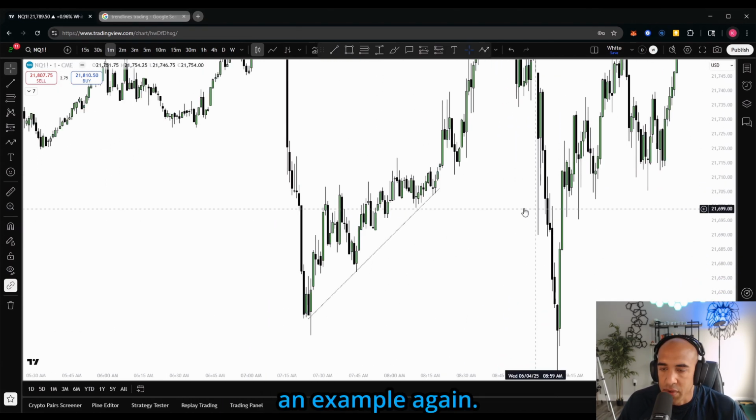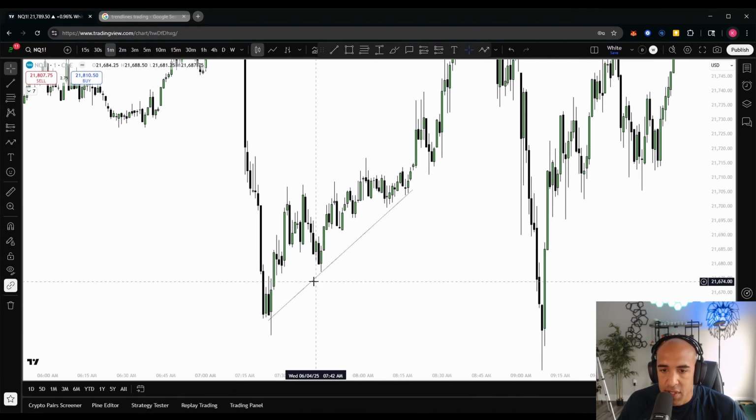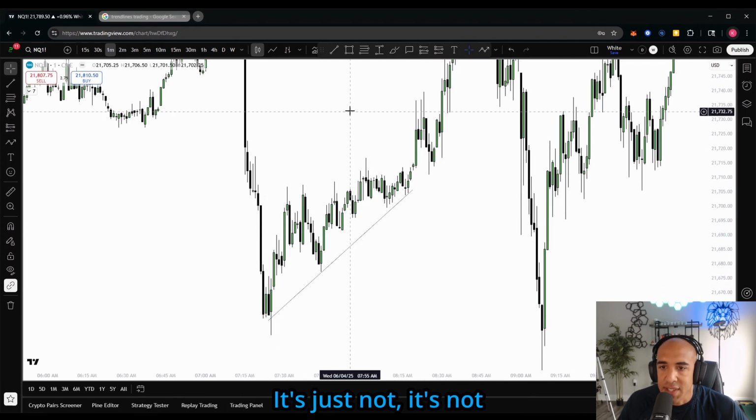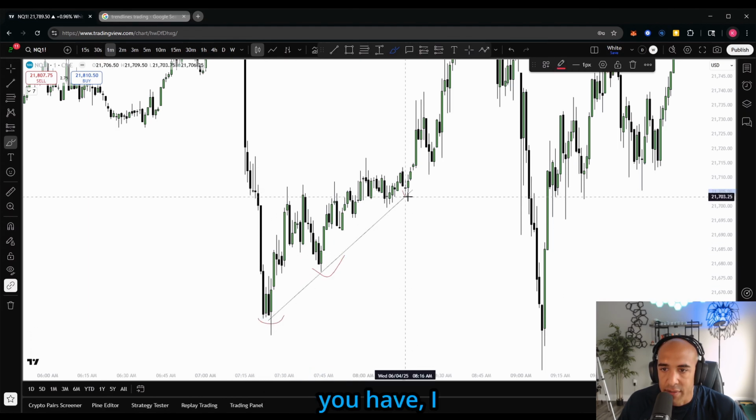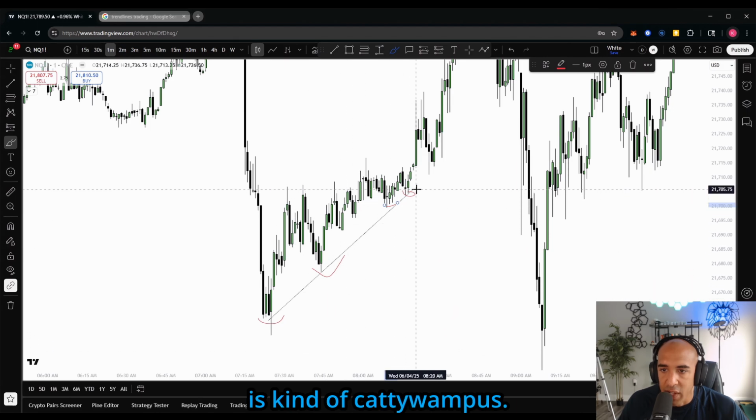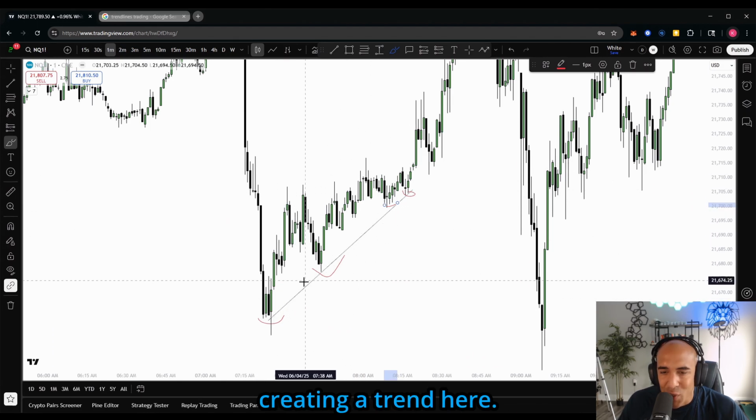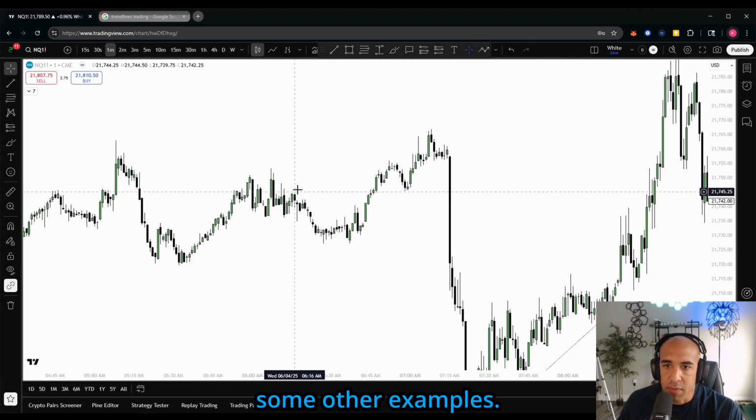Let me give you an example again. Here's a bad example, right? As you're going through your charting, we don't want to see this. Why is this a bad example? It's just not obvious. You have a low here, you have a low here, you have, I guess, some lows here. I get that part, but you see how this trend line's kind of cattywampus? It's not really creating a trend here. I'm kind of forcing this trend line into here. So let's go find some other examples.